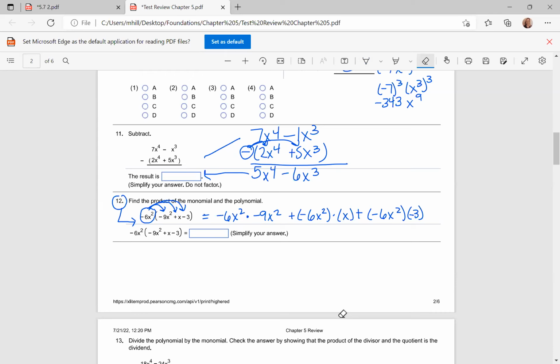So -6 times -9, 54. X squared times x squared, you're going to add the exponents. -6x squared times 6, well, that's going to stay negative. And then x squared times x, well, this is x to the first, so you're going to add those. And then on my last two, -6 times -3 would be a +18. And then we've got x squared. There are no like terms here, so this is going to be your answer.